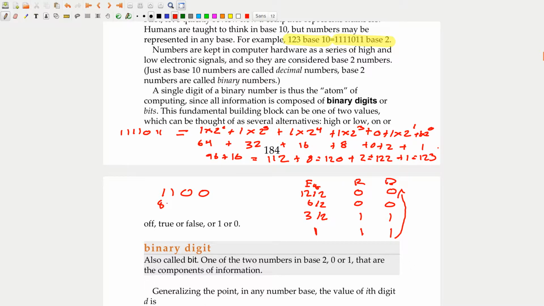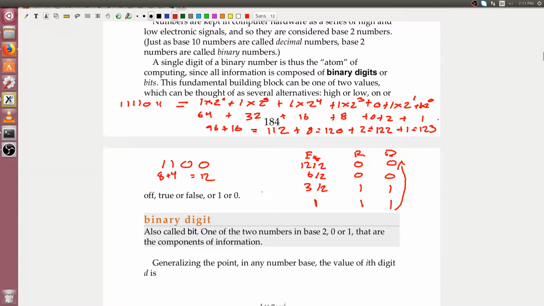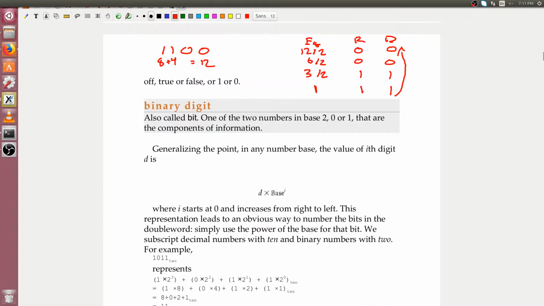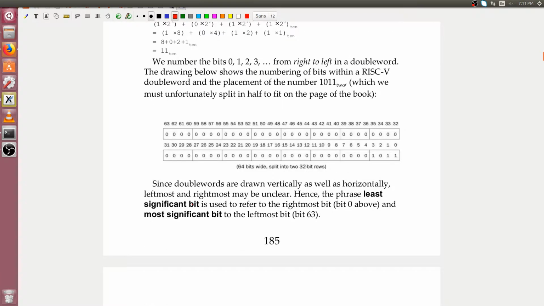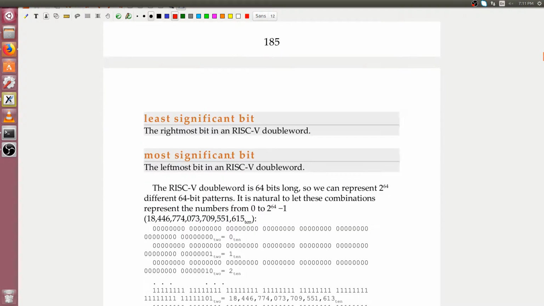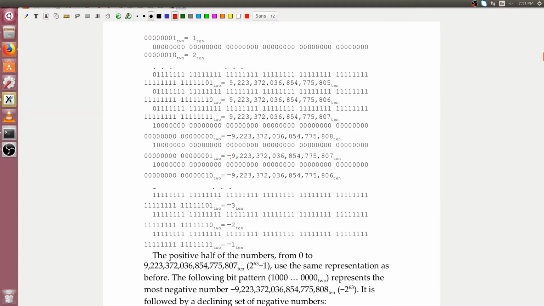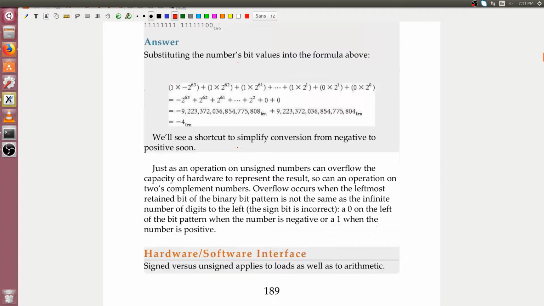So this is 8 plus 4 is 12. Okay. So that's how you go back and forth between binary and decimal. That's just for a little bit of context. Okay, so let's move on. I think we can skip most of this now, actually all of this, because we already did this kind of conversion.